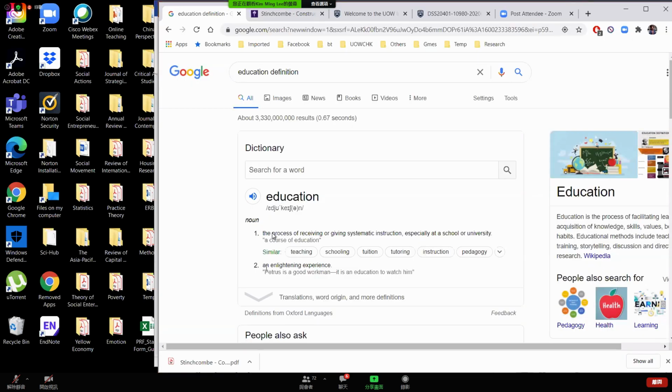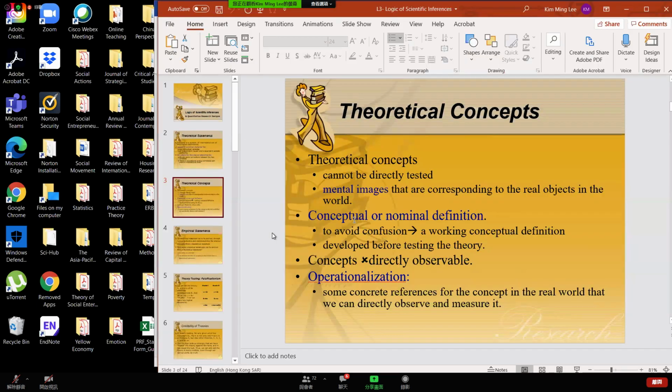So in this case, in order to avoid confusion and misunderstanding, in your research you need to tell people what you mean by education. This is why you need to give out the so-called nominal or conceptual definition in your research. Another thing is, once we have our concept, something abstract in our mind, we need to make it observable and measurable.